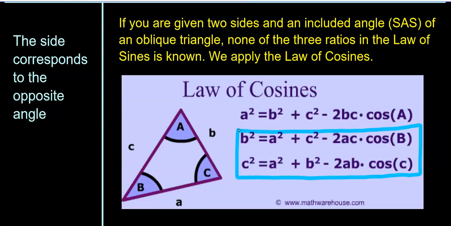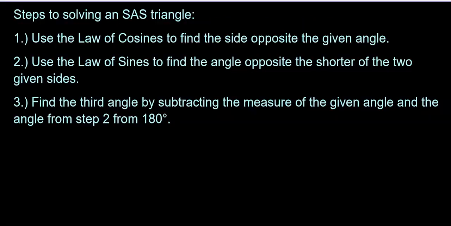If you noticed, for b you would have to be given the value of a, c, and angle B. To solve for c, you would have to be given a, b, and angle C. It should be angle C. So let's review. Remember, you're going to use the law of cosines to find that missing side, and then you're going to use the law of sines to find the angle. And then you're just going to subtract the two angles you already have from 180.